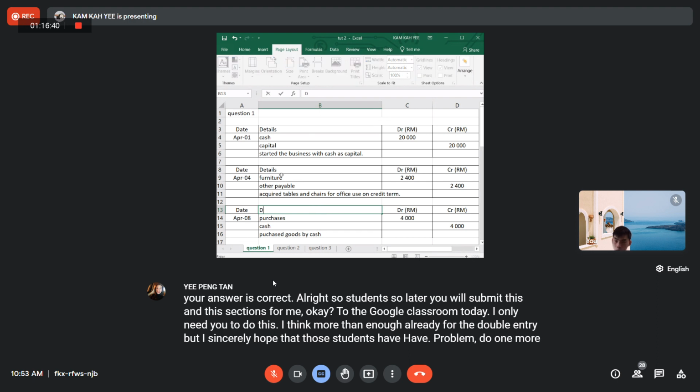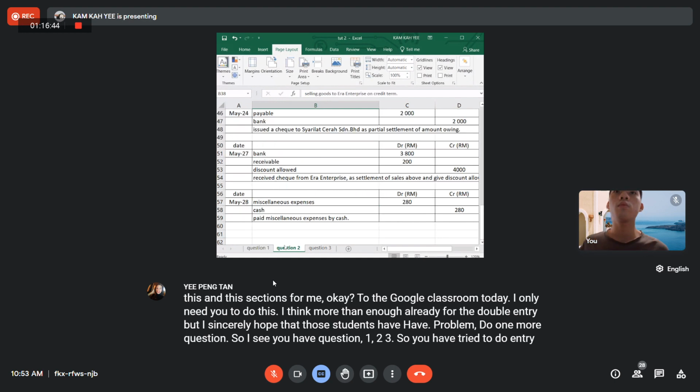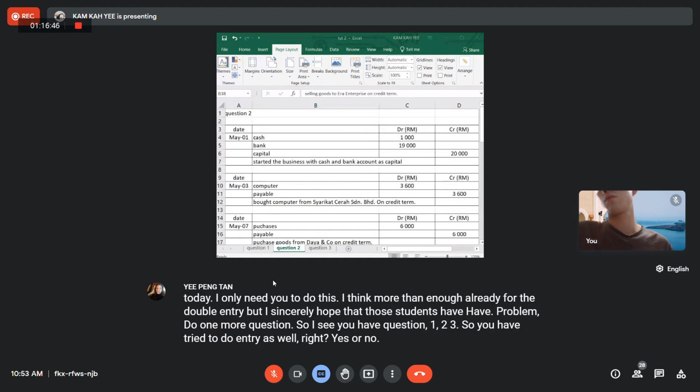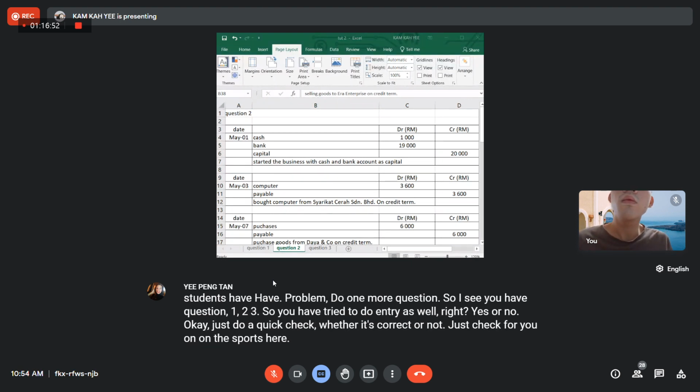I think it is more than enough already for the double entry, but I sincerely hope that those students who have a problem do one more question. So I see you have question 1, 2, 3. So you have tried the 2 and 3 as well, right? Yes or no? Okay, just do a quick check whether it's correct or not. I will check for you on the spot here, so that later you can share with your friend.